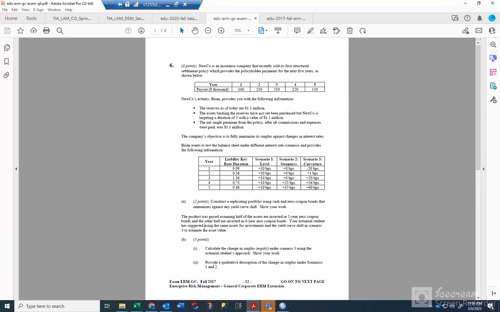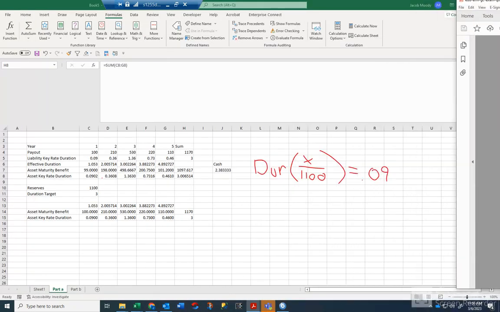I'm going to start off with problem A. So I need to construct a replicating portfolio using cash and zero coupon bonds that immunize against any yield curve shift. And then I need to show my work. So I'm going to have this Excel spreadsheet right here.